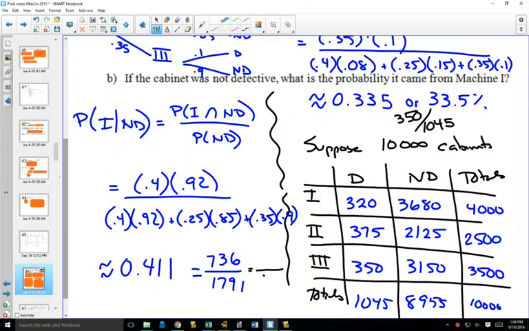This 736 out of 1,791, I was given it's not defective. How many not defective are there? 8,955. How many of them come from machine 1? 3,680. And if you check that fraction, that's exactly the same as 41.1%. So there's another strategy that you can do for figuring out these ones. You randomly choose some large number and create your own chart of data. And once you have your own chart of data, then your condition, you can see how it will reduce your sample space. Given that it's defective, you're only looking at that 1,045. Given that it's not defective, you're looking at the other 8,955.